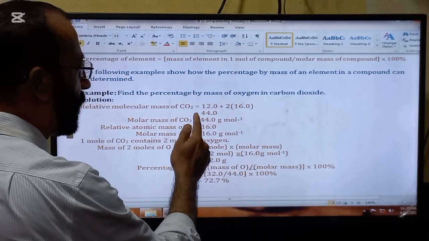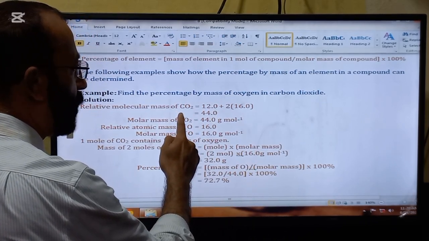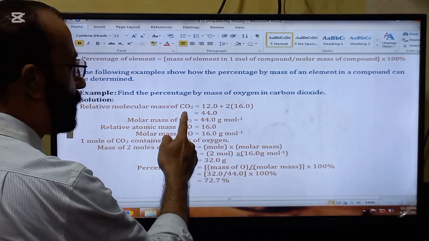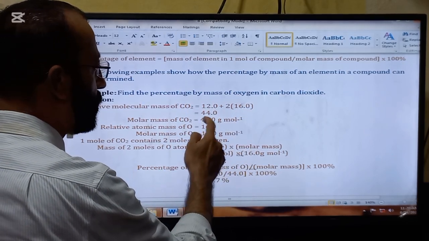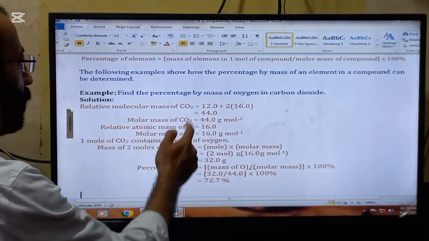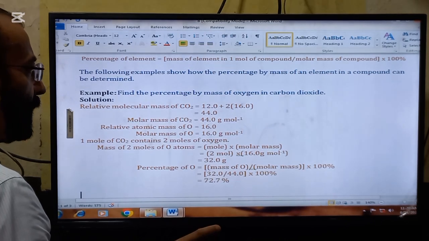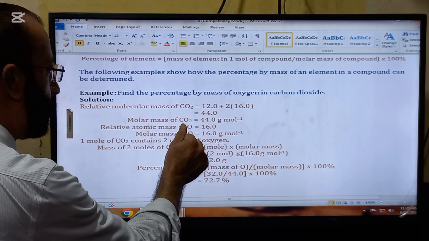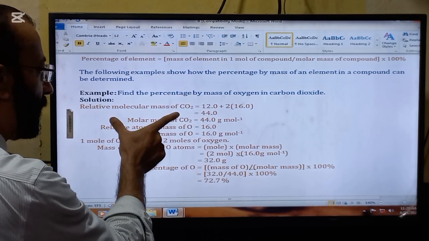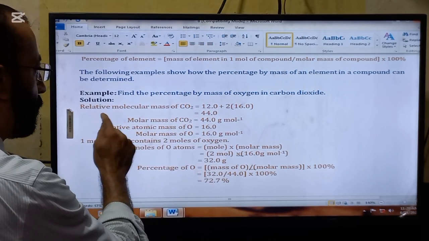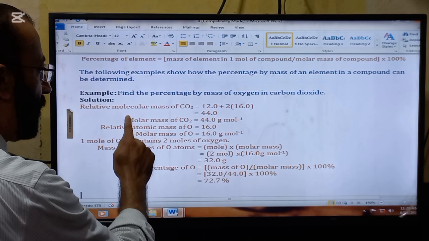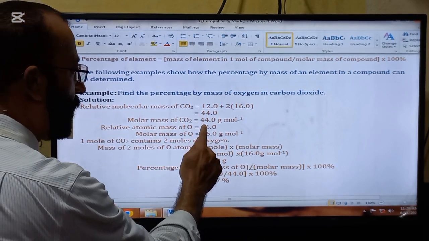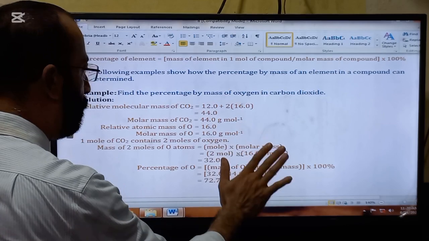That is, carbon's relative atomic mass is 12 and oxygen's is 16. Because there are 2 atoms of oxygen, 2 will be multiplied with it. So 44 is the relative molecular mass. The next step will be to write the molar mass of CO2. So the only difference is the line. Look, relative molecular mass. In place of this, we will write molar mass of CO2. The same number will be written, and gram per mole will be written.